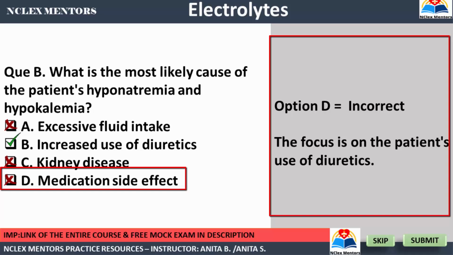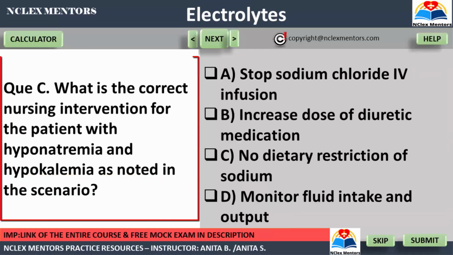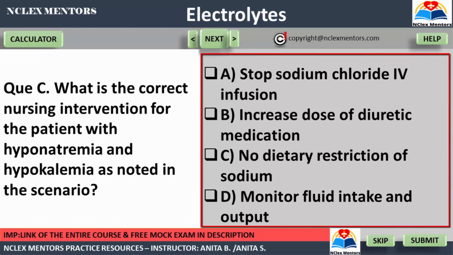Let us see another question for more practice. What is the correct nursing intervention for the patient with hyponatremia and hypokalemia as noted in the scenario? The options given to you for this question on the screen are: Option A, stop sodium chloride, IV infusion. Option B, increased dose of diuretic medication. Option C, no dietary restriction of sodium. Option D, monitor fluid intake and output.